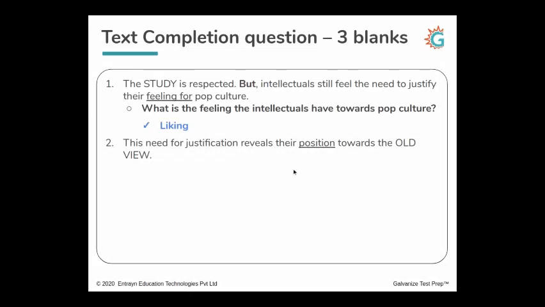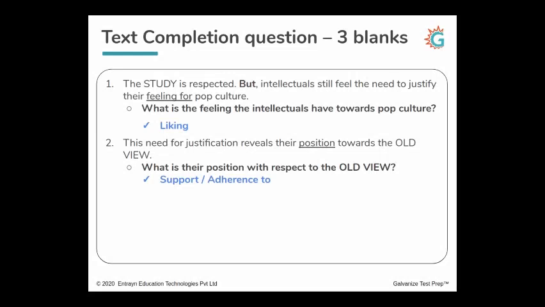So the old view is popular culture is inferior. It is only if they believe that popular culture is inferior that they will explain why they watched it, right? So what is their position with respect to the old view? They still think the old view is right, or they still believe in the old view. So it is like support or adherence to. They still support the old view. Okay, popular culture is inferior.